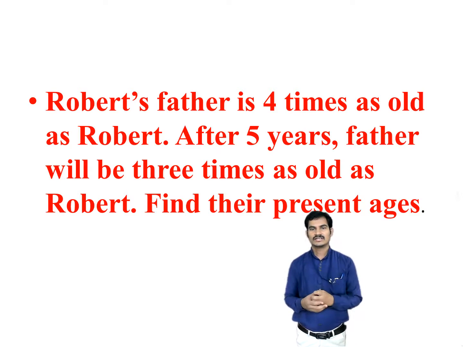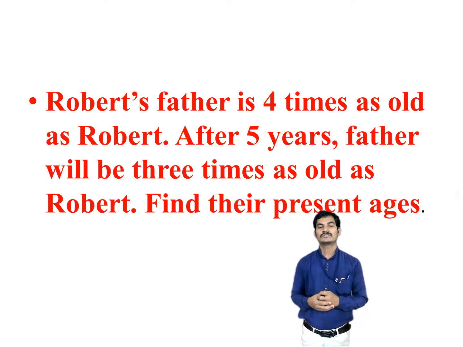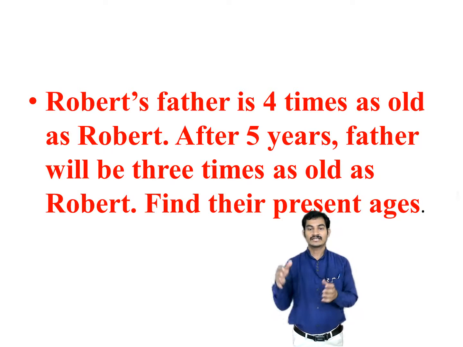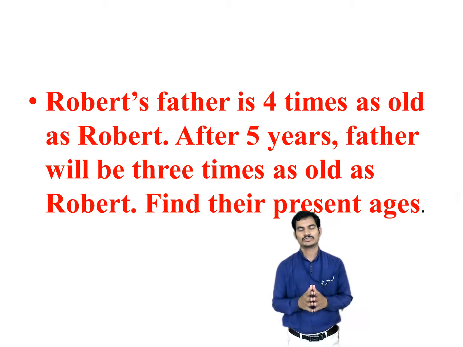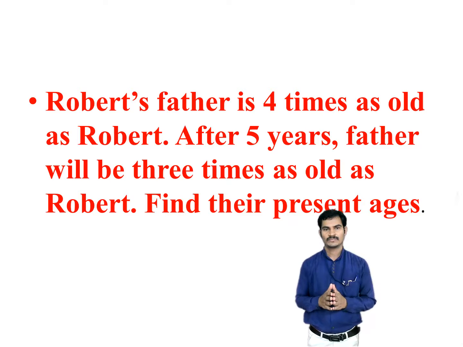After 5 years, father will be 3 times as old as Robert. So after 5 years, there is a relation between these two ages. So we have to find their present ages. This is the question. So how to understand this question?